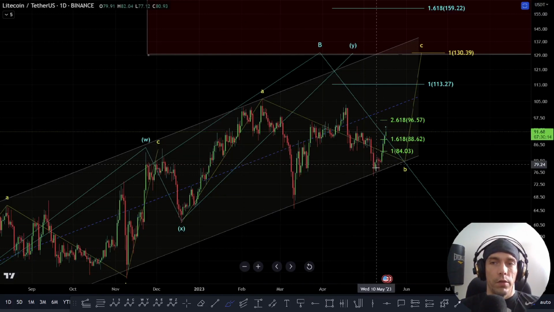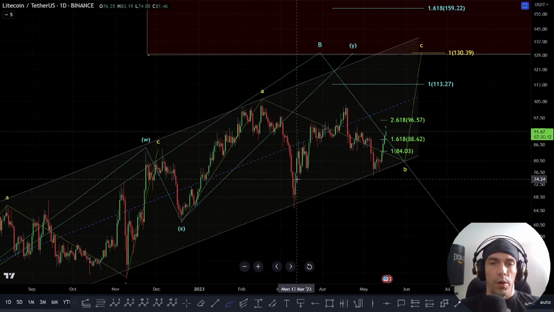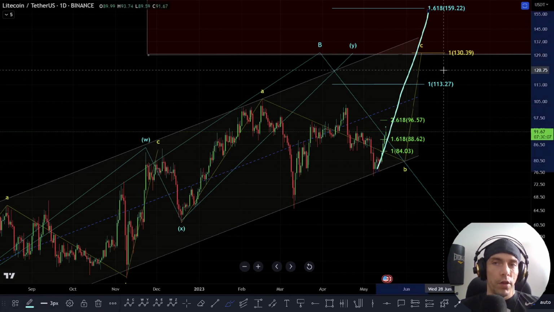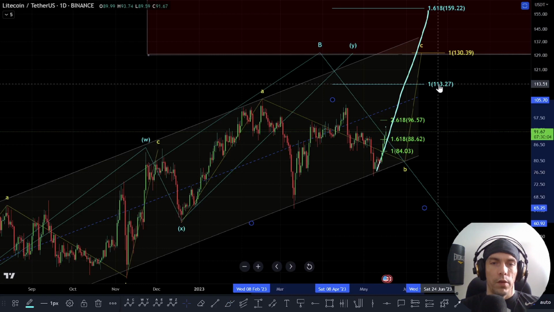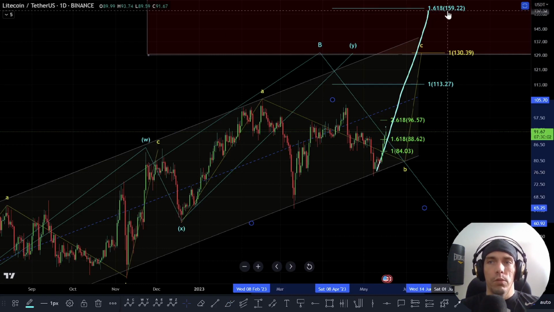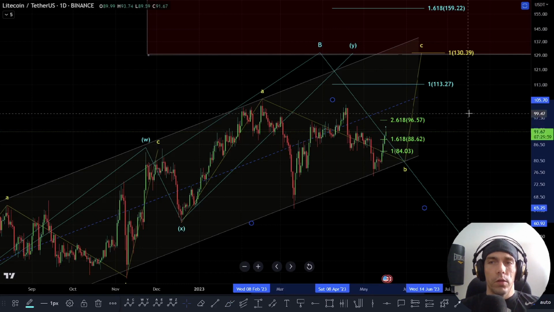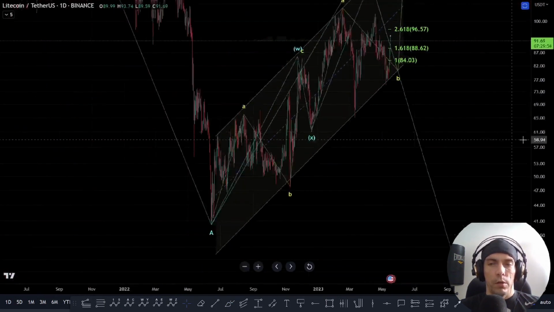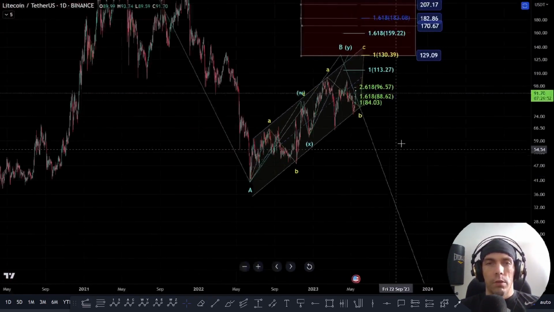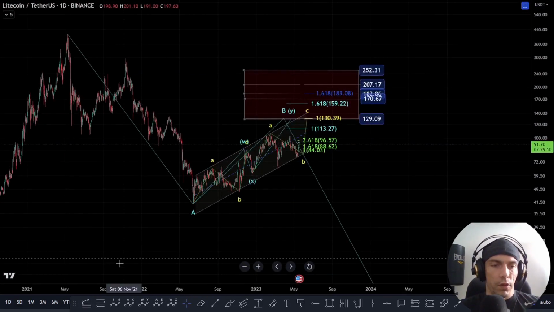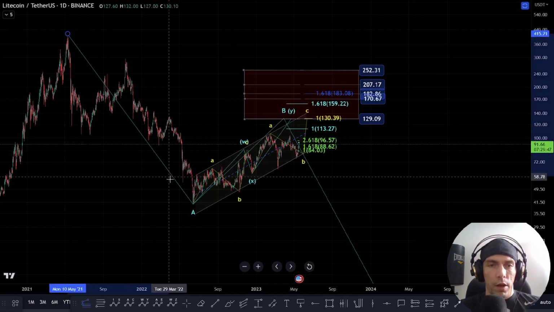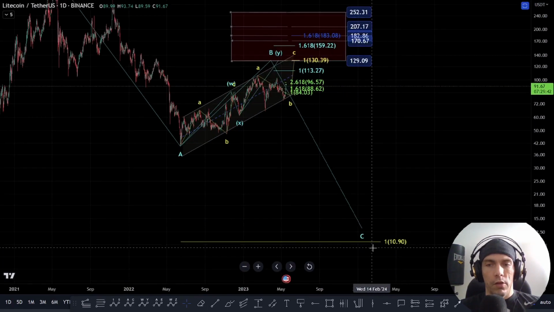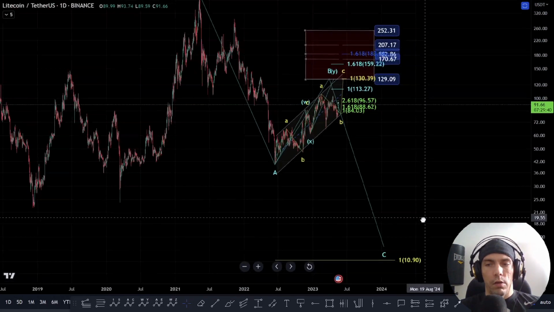But really, until we break down below this point, we need to just be aware that we could either see this develop as a bigger impulsive structure, which could look to push us up towards this 1.618, which would be this 159, or alternatively, if this just develops in 3 waves, we need to be aware that that bearish count is still viable. So this count here would be looking at this entire move as a potential A wave to the downside, which would mean that we could see a much deeper correction still to play out, which could look to even push as deep as $10.90.